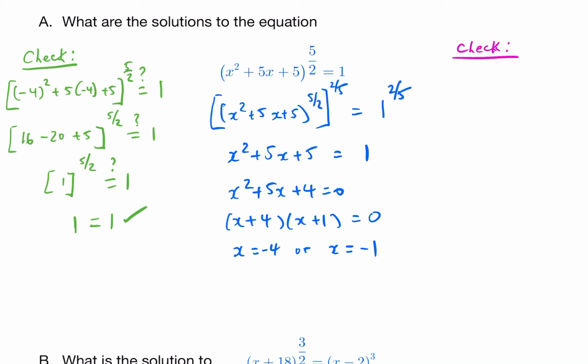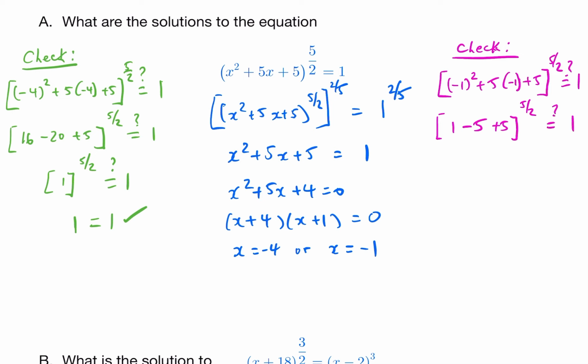I'm going to do this on the right side. And the question here is: negative 1 squared plus 5 times negative 1 plus 5, all raised to the 5/2 power. Does that equal 1? Okay, well, let's go ahead and work that out. Negative 1 squared is 1, minus 5, 5 times negative 1 is negative 5, plus 5 raised to the 5/2 power. Does that equal 1?